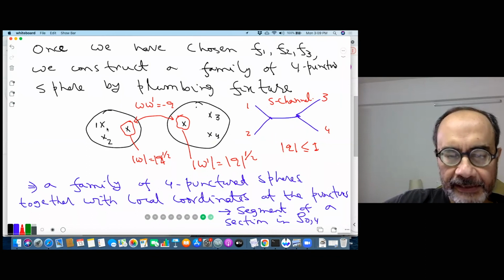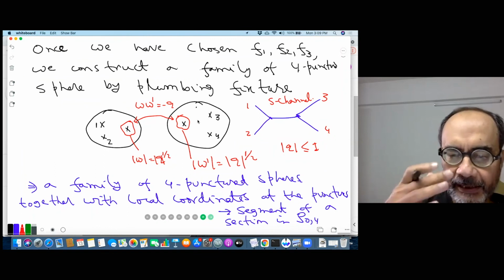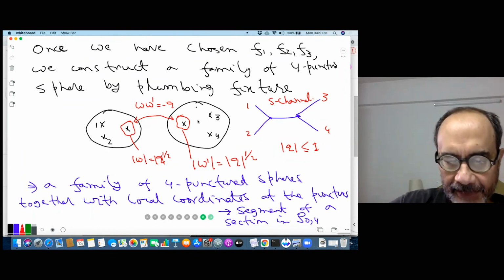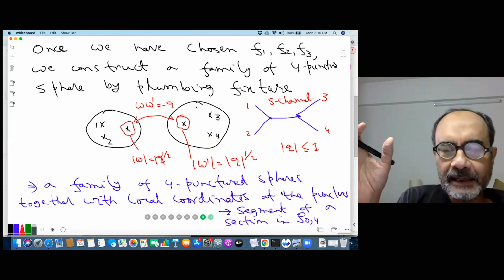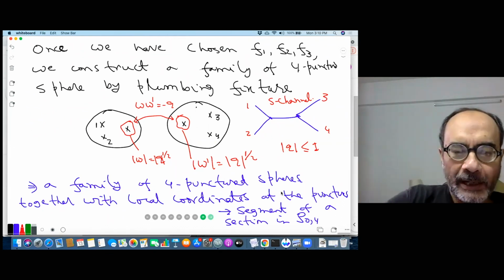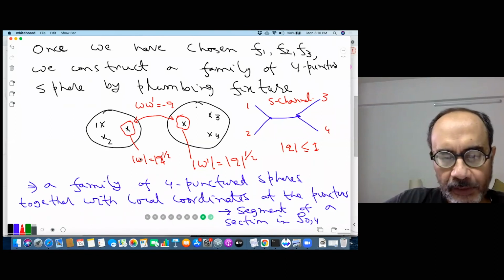Similarly, we can construct the T-channel diagram where you have 1 and 3 on this side and 2 and 4 on this side. That will give a different section segment, because it will still give a family of 4-punctured spheres together with local coordinates of the punctures, but it will be a different segment of the section. Because here you are considering a region near the degeneration where 1 and 2 come together. This is the one that I have shown here. If we replace by 1 and 3, then that will cover the region where 1 and 3 come together.